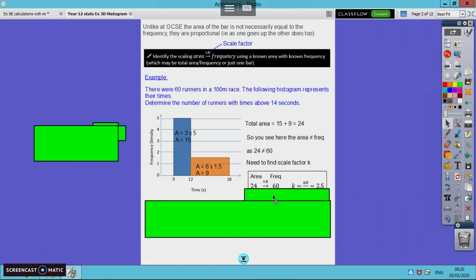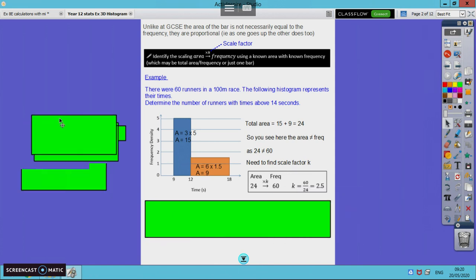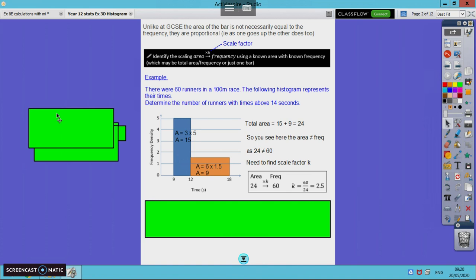So let's find that out. 24 times something gives me 60. So K is equal to 60 over 24, which gives me 2.5. Therefore, K is 2.5. So whatever your area is, you have to multiply it by 2.5 and then you will get the actual correct frequency.